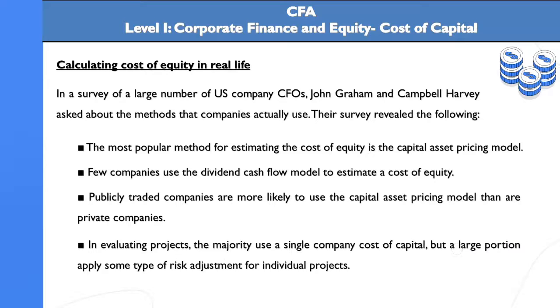And finally, in evaluating projects, the majority use a single company cost of capital. But a large portion applies some type of risk adjustment for individual projects. What does that mean? Normally the company knows its cost of capital. If it's going to a new project, the survey reveals that the majority use the same cost of capital, but a large portion applies some type of risk adjustment.